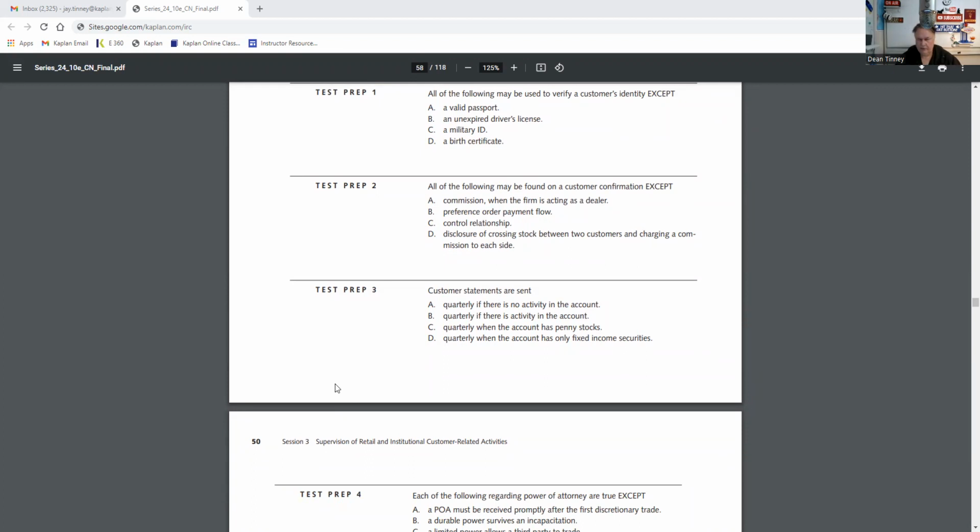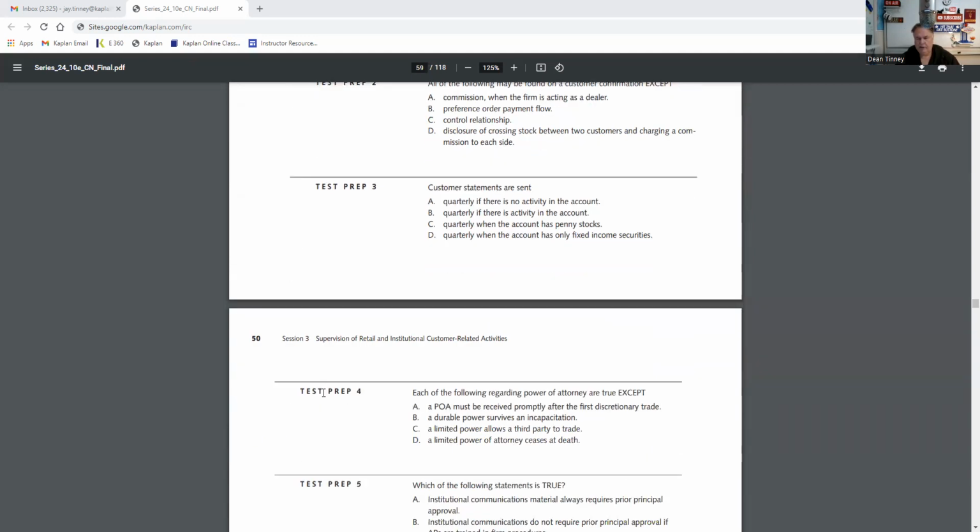Preference order payment flow. We don't describe the whole thing, but we tell you how to find out. Control relationships. Yes. If I'm a Merrill Lynch broker and I sell you Bank of America stock, on the confirm it will say there's a control relationship between the issuer, Bank of America, and Merrill Lynch. Further, we can't use discretionary authority when there's a control relationship. So as a Merrill broker, I can't use my discretionary authority to sell you Bank of America. Disclosure crossing stock, absolutely. So the answer to 2 is A.